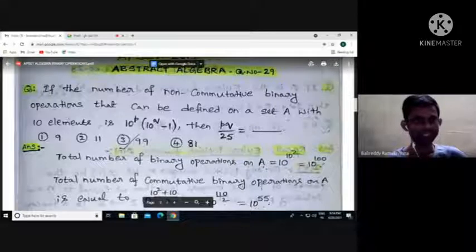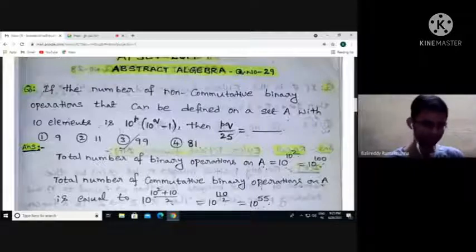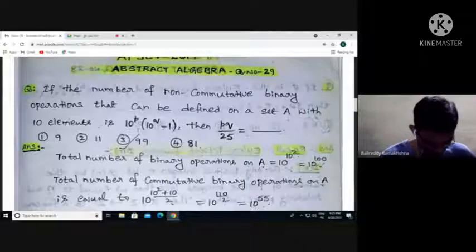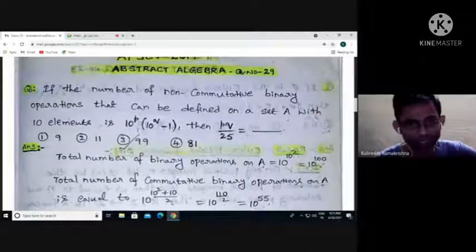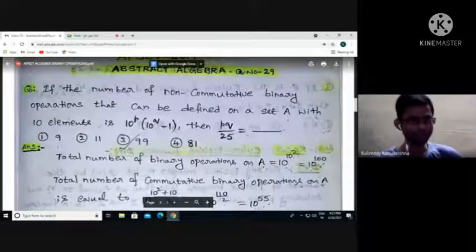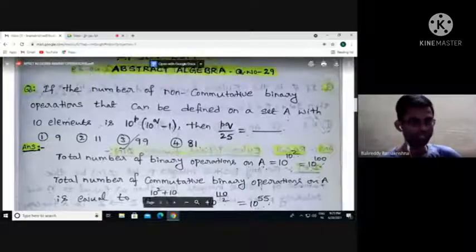So here it is given that the number of non-commutative binary operations that can be defined on a set with 10 elements, here n is equal to 10, is given by 10 to the power p into (10 to the power q minus 1). Then we have to find the value of pq by 25. And the four options are option number 1, 9, option number 2, 11, option number 3, 99, option number 4, 81. And here the correct option is 99, which means option three is correct. So we'll see the solution in detail.